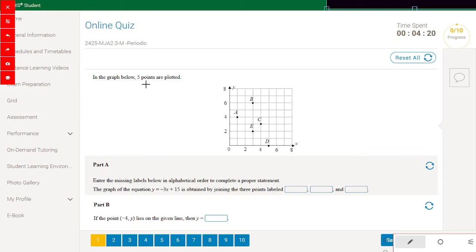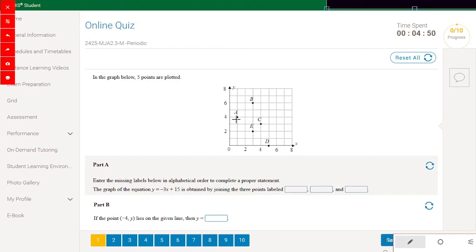In the graph below, 5 points are plotted. We have A, B, C, D, E. Part A, enter the missing labels below in alphabetical order to complete a proper statement. The graph of the equation y equals minus 3x plus 15 is obtained by joining the 3 points labeled 1, 2, 3. So to answer this question, let's first get the coordinates for these points.